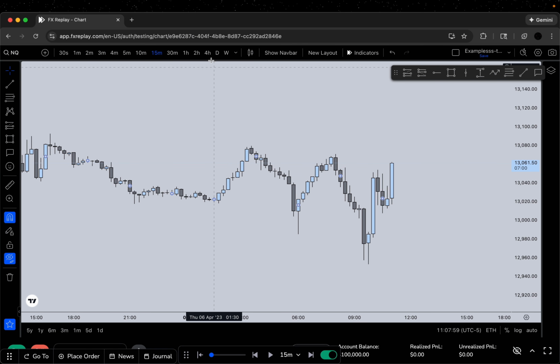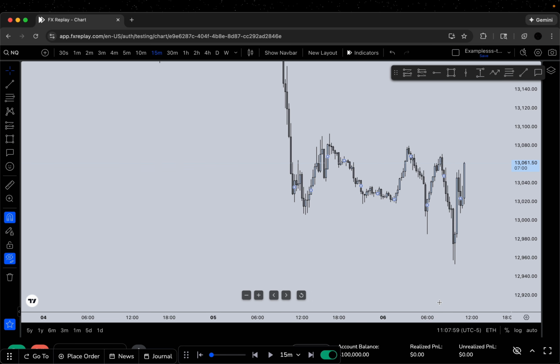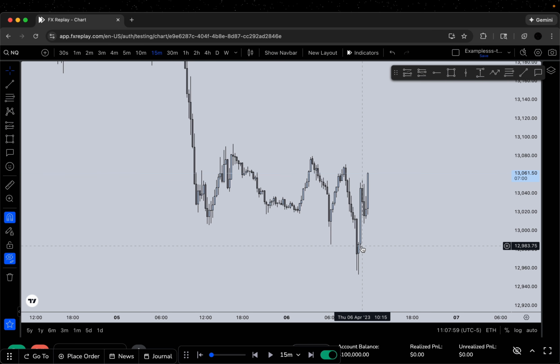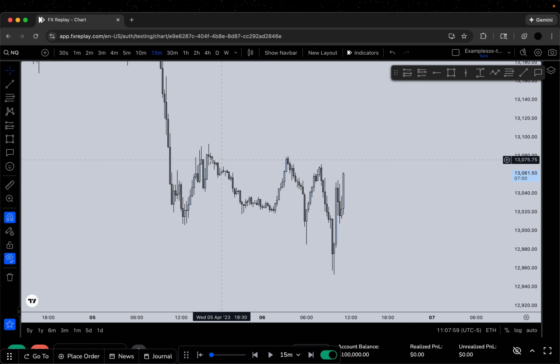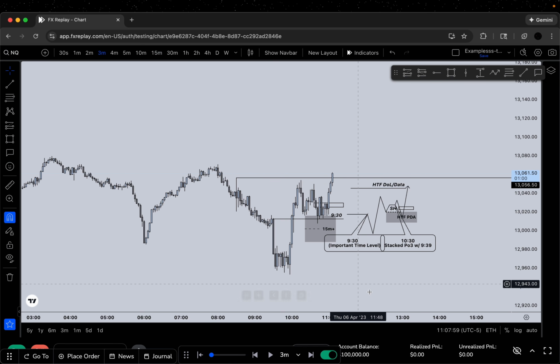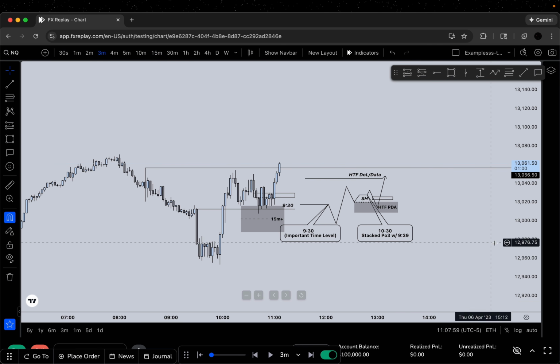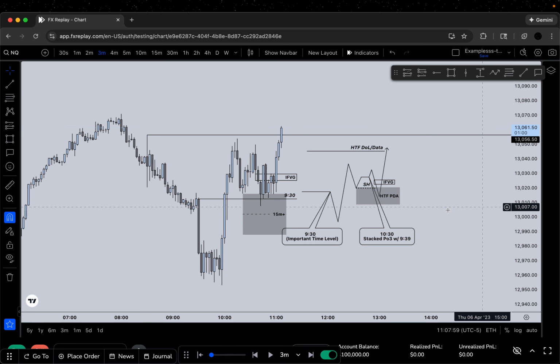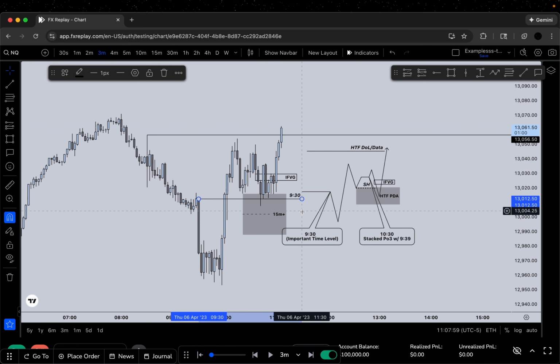Well, what is the actual setup itself? Notice that it is continuing that internal range liquidity to target the external range liquidity in this structure. So we'll go ahead and throw in all these drawings. I know I just dropped a lot. But what did we do? What is the stacked PO3? Well, this is going to be a little bit of sauce with the 9:30.